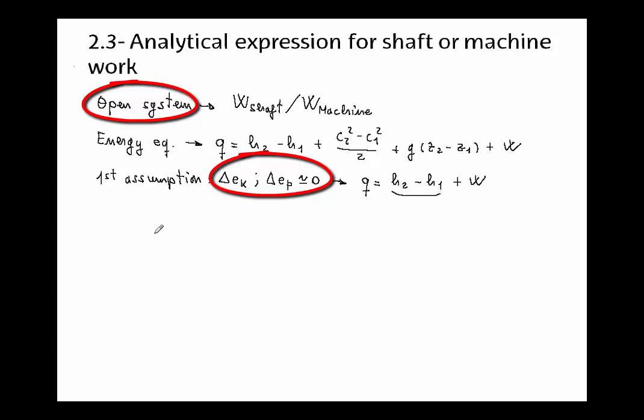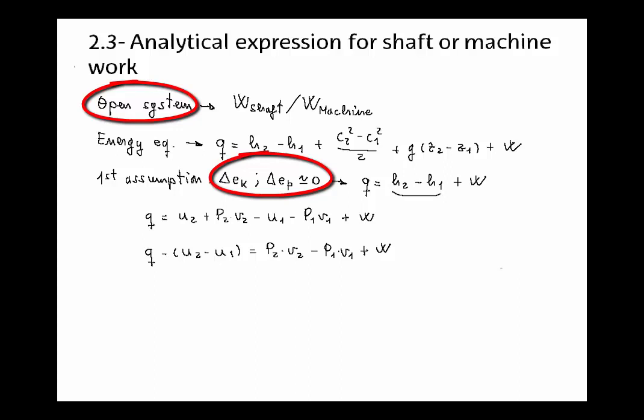In turn, enthalpy variation equals the difference of the internal energy plus the product of the pressure and specific volume between inlet and exit. Or what is the same, Q minus internal energy difference between inlet and exit equals P2 V2 minus P1 V1 plus work. Well, this was the first assumption: that kinetic energy variation and potential energy variation between inlet and exit are negligible.